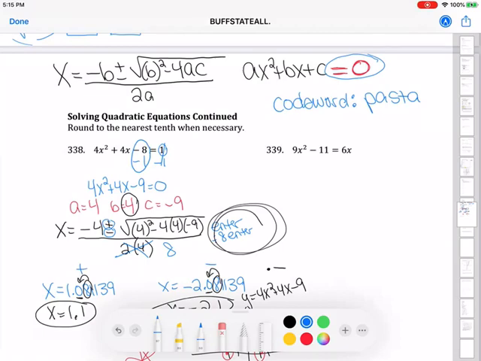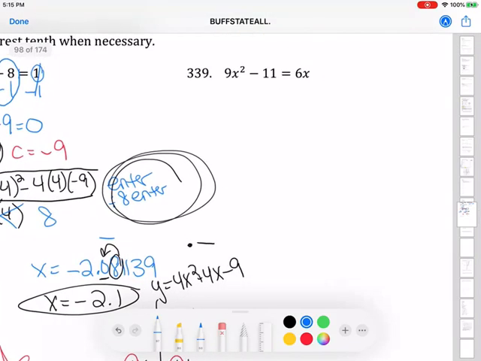It's equal to 6x. So I have to move that positive 6x to the other side by subtracting 6x from both sides. So that cancels, and I'm good to go. Now it's equal to 0. But remember, you need ax squared plus bx plus c for your order of terms. So your ax squared comes down first. In this case, it's going to be 9x squared.